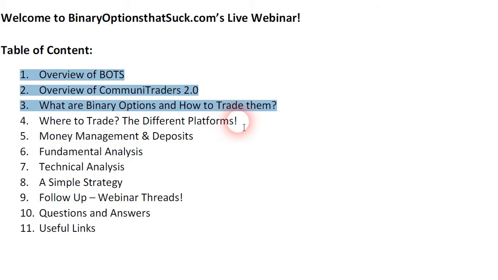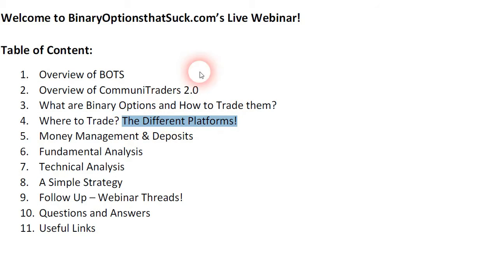Where to trade, the different platforms, these are the brokers. So if you had selected one of those brokers, we will show you the platforms, how they work, what the benefits are. Money management, fundamental analysis, technical analysis, and a simple strategy that I have put together you can use for technicals. And I will also show you how to trade fundamentals. They are the news. And questions and useful links and follow-ups.